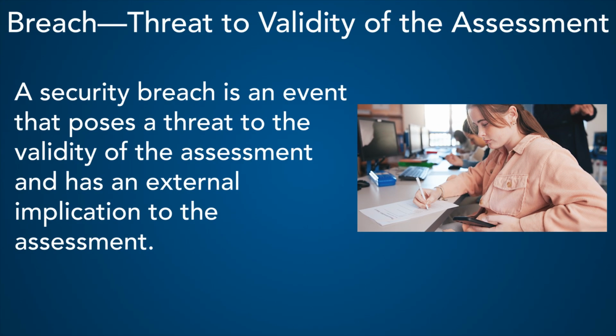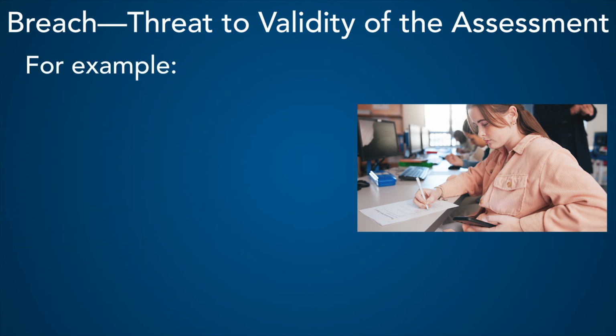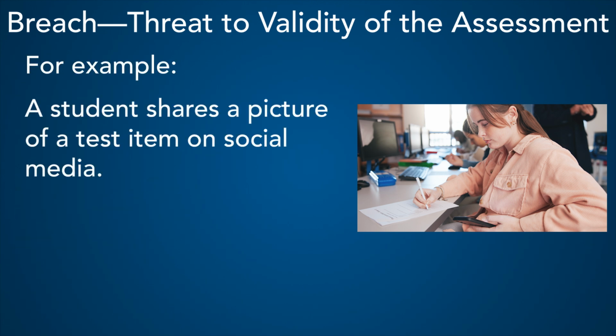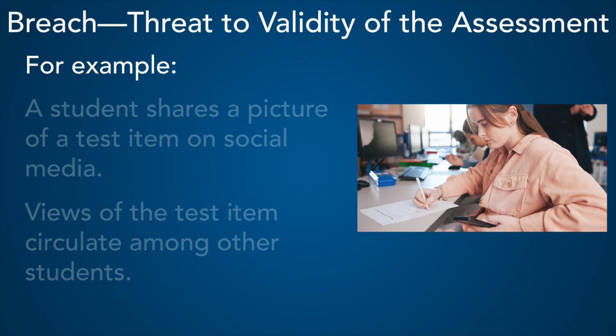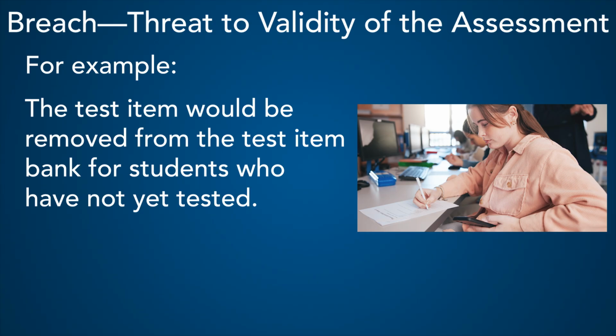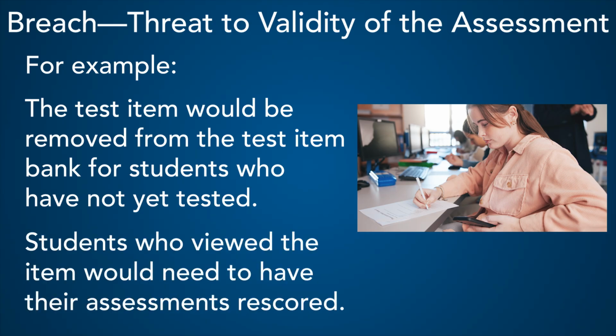The third type of incident is a security breach. A security breach is an event that poses a threat to the validity of the assessment and has an external implication to the assessment. For example, a student shares a picture of a test item on social media. That test item is circulated to other students. This item would need to be removed from the test item bank for students who have not yet tested, and a rescore would have to be processed for any student who interacted with the test item.